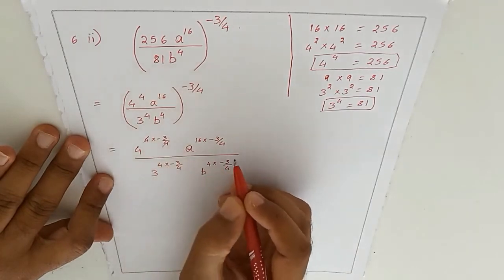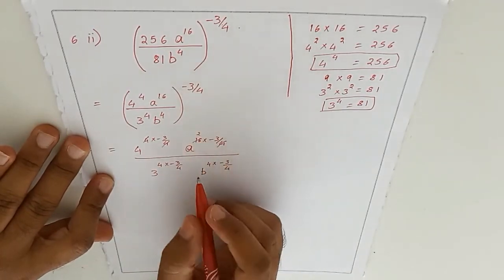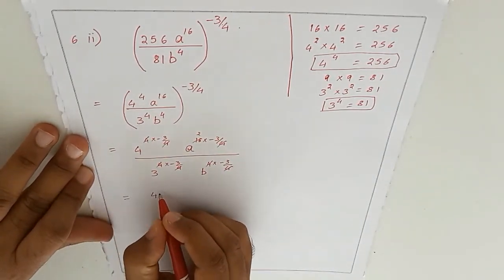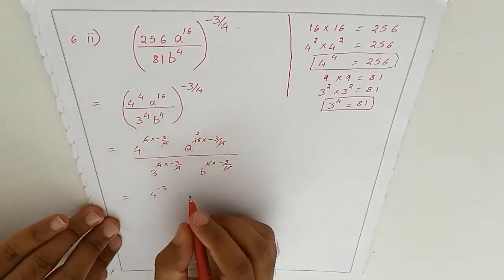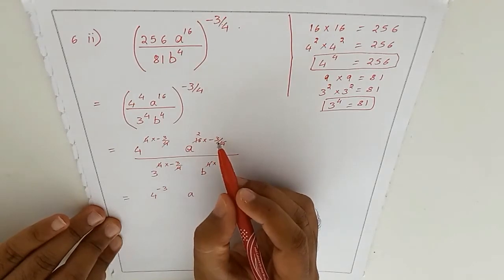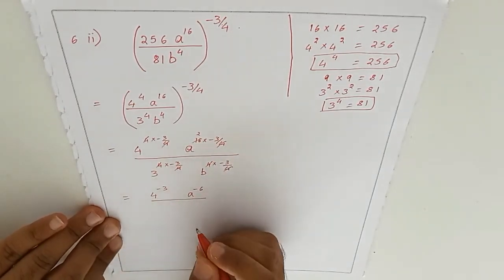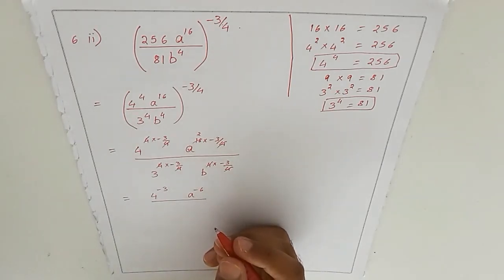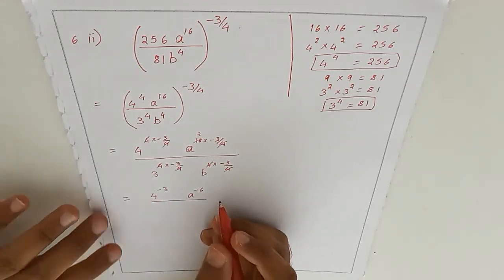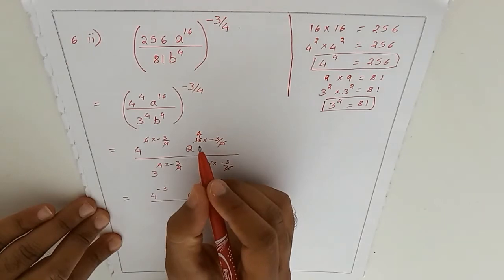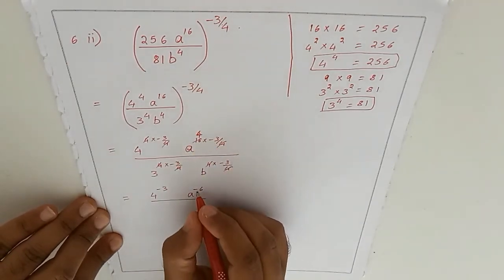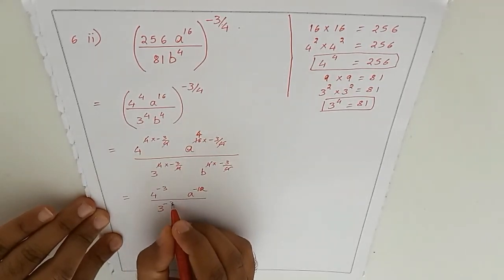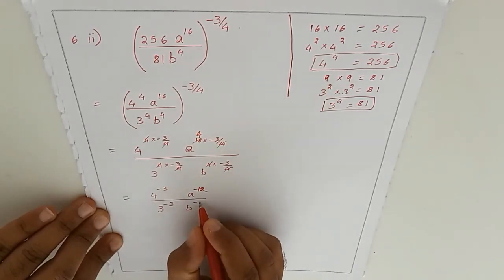You can cancel this and this. 4 ones are 4, this and this cancel, 4 ones are 4. Now this is equal to 4 power minus 3, and then a power 4 into minus 3 by 4. Sorry, 4 fours are 16 in the a exponent. 16 into minus 3 by 4 is minus 12. And this becomes 3 power minus 3 and b power minus 3.